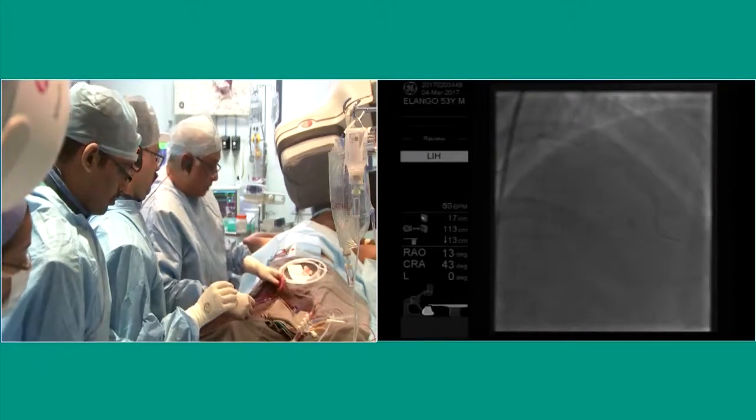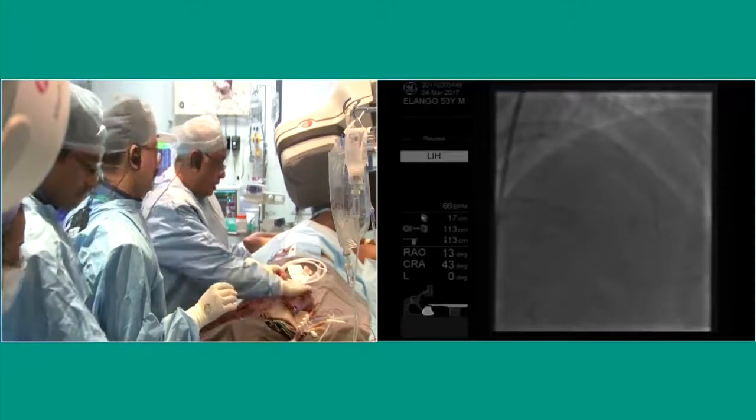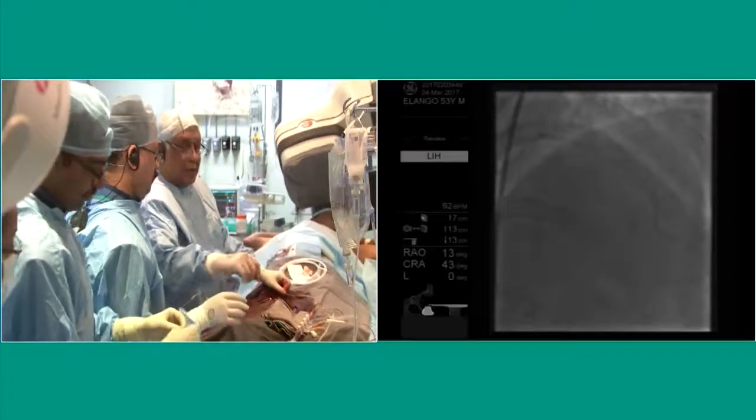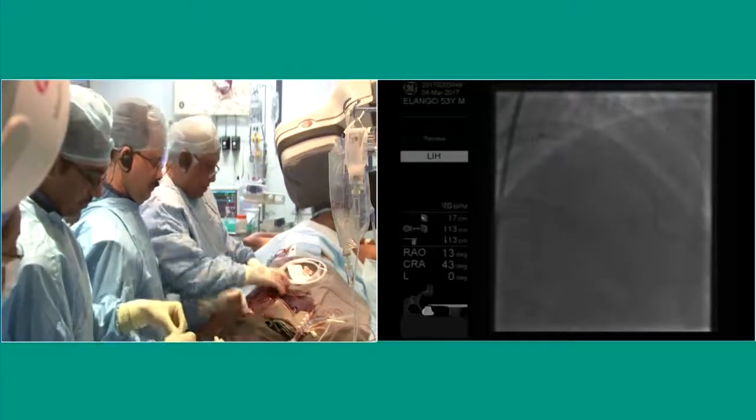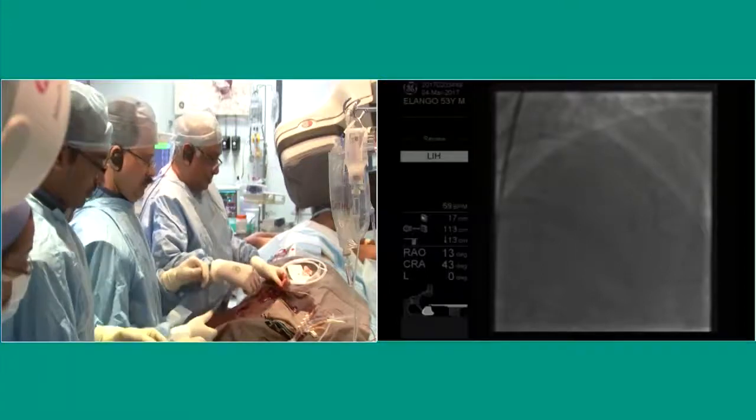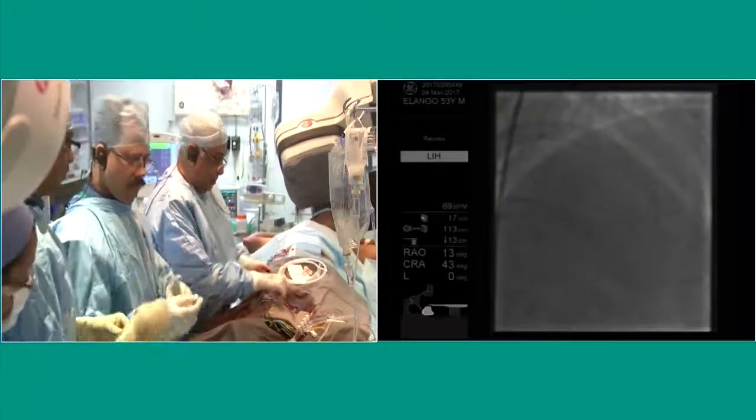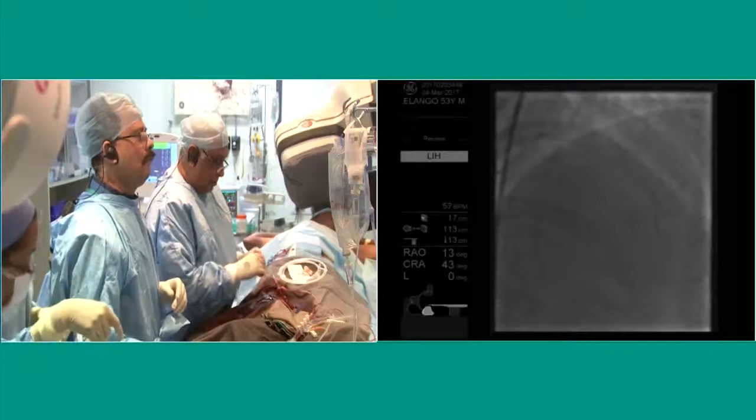But I have to get these things out first because I have the stent on the wrong wire. Okay.